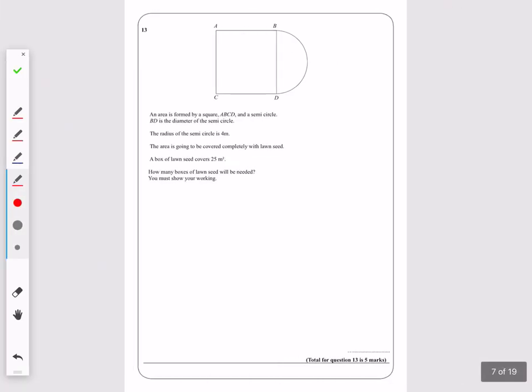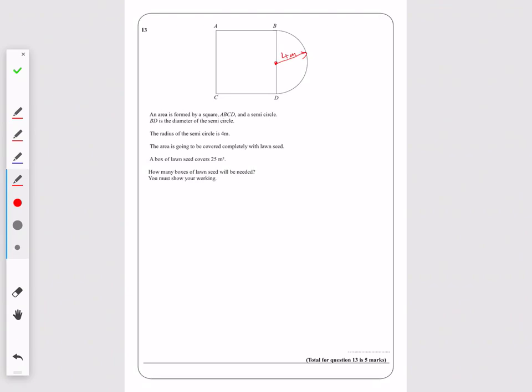Next question, question 13. It says, an area is formed by a square, ABCD, and a semicircle. BD is the diameter of the semicircle, and the radius of the semicircle is 4 metres. So the radius of this semicircle is 4 metres. The area is going to be covered completely with lawn seed, and a box of lawn seed covers 25 metres squared. How many boxes of lawn seed are needed?